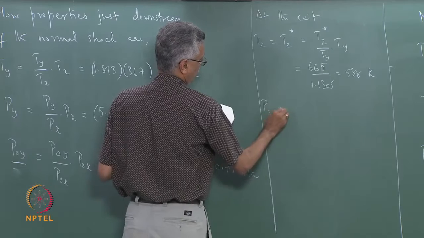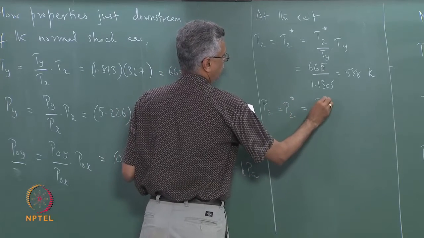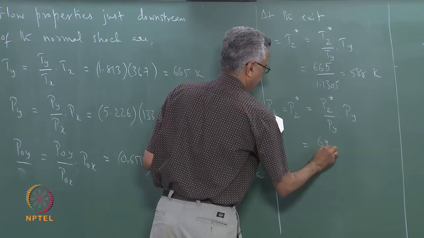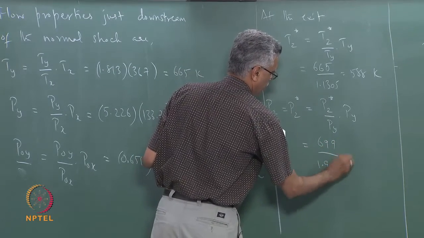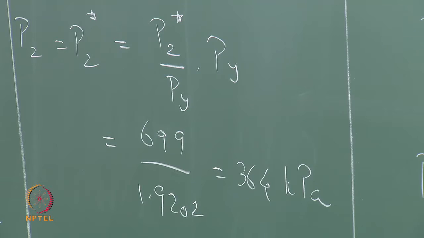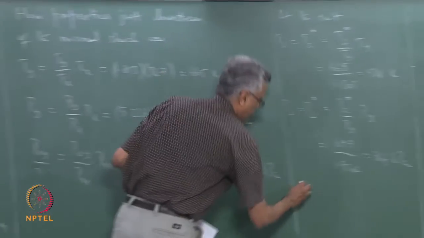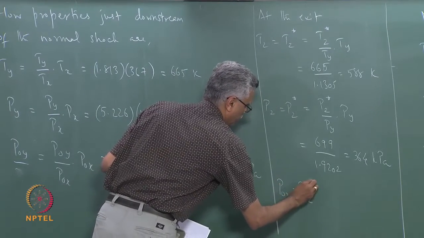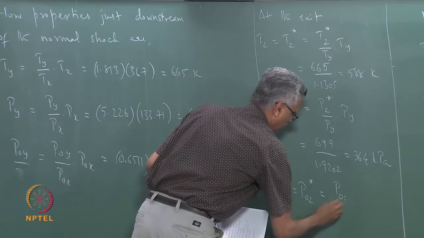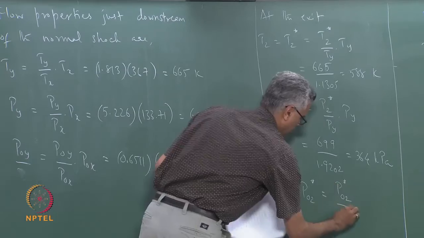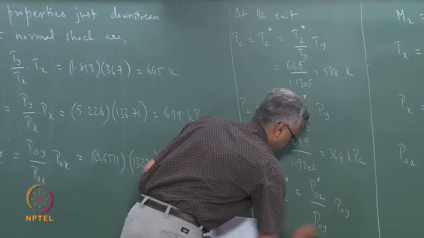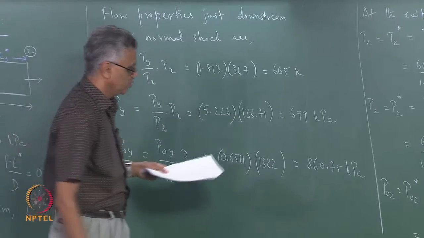Similarly, P2 is equal to P2 star and that is equal to P2 star over Py times Py, and this is 699 divided by 1.9202, which gives me 364 kilopascal for the static pressure, and stagnation pressure can be calculated in the same way. P02 is equal to P02 star, that is P02 star divided by P0y times P0y, and if you substitute the numbers, you get this to be 689 kilopascal.